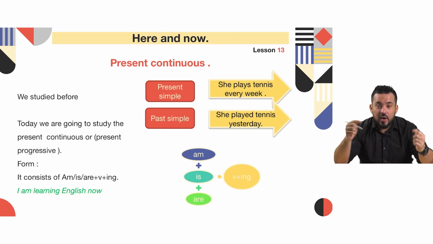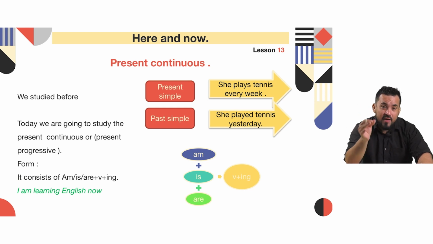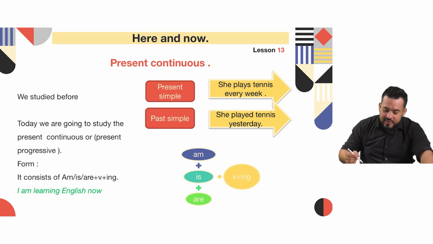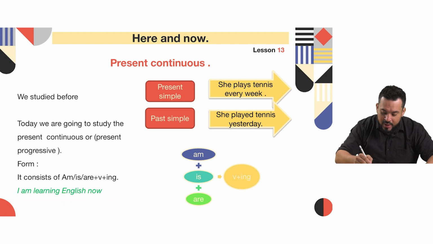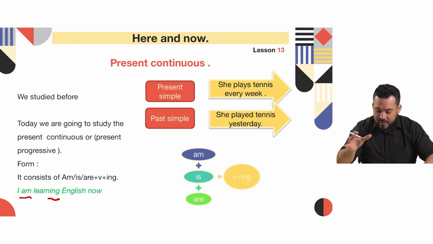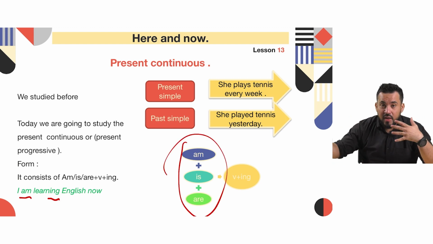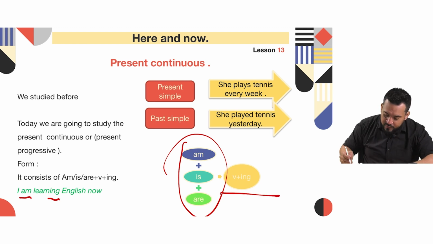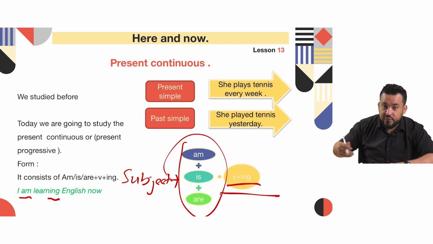And when we use the present continuous, we add ing to the verb. But don't forget the verb to be. Normally, when we have a present continuous, we must have the verb to be in order for us to use the ing. This is a rule. So let's take a look at this sentence. I am learning English now. We have am, which is the verb to be, and then we have learning, the ing. So how do we make a present continuous? We use the subject plus verb to be, which is any of these, plus the verb in the ing form.